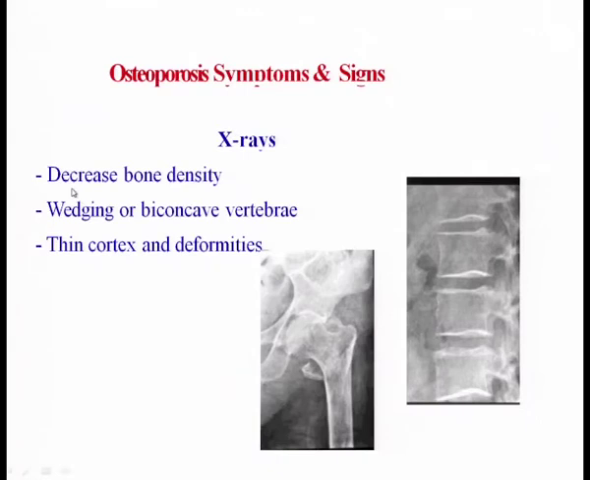So you look here, with osteoporosis connected with adults, you find lots of changes happening in the bones. You see there the classical signs and symptoms of osteoporosis in adults. This can be revealed by X-ray pictures. You see there is a decrease in bone density. The bone becomes almost hollow, and then there is wedging or biconcave vertebrae. So what do we mean by wedging or biconcave vertebrae? The vertebrae gets a concave appearance, like a cut across. Then you have a thin cortex and deformities.